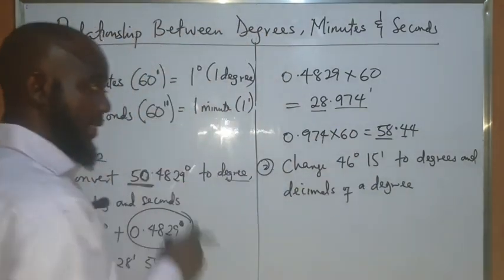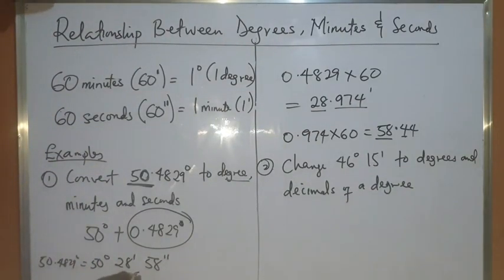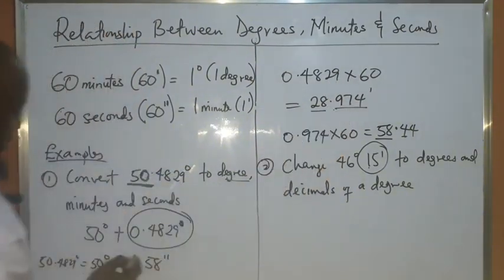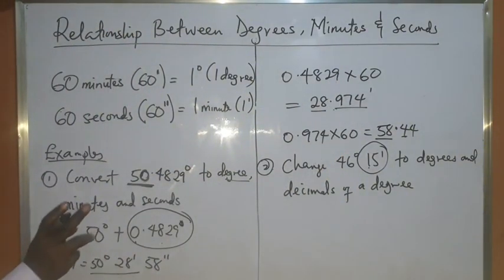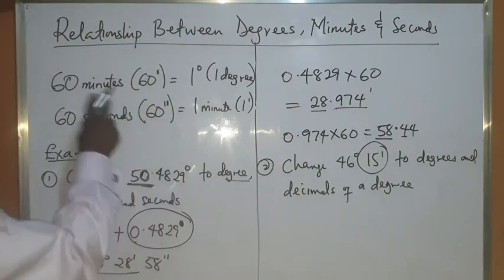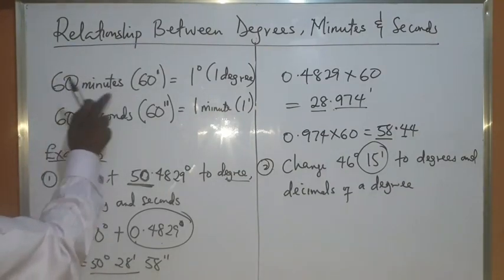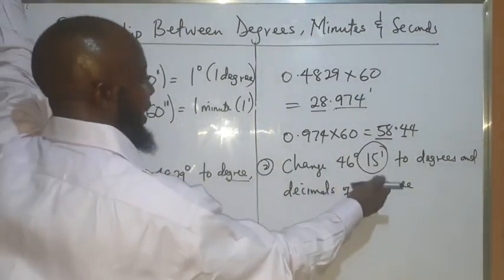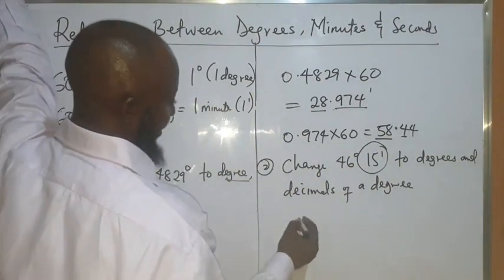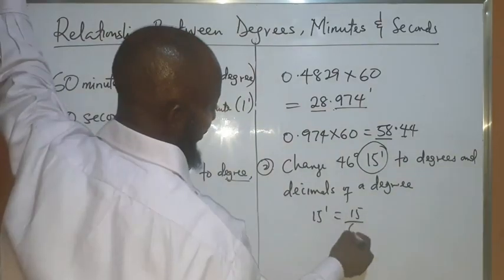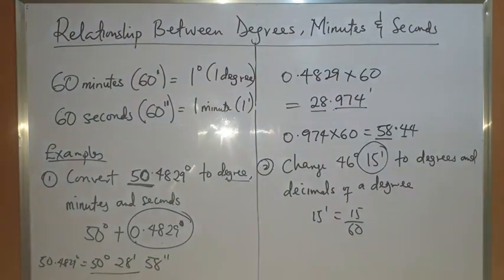Now, without stressing ourselves, this part here forms the decimal part of the degrees. That's what we are trying to do. So this 15 minutes we want to convert to degrees. We've learned that 60 minutes gives us 1 degree, and this is 15 minutes, which is not up to 1 degree. So that is 15 out of 60. For us to do this, we pick 15 minutes and divide by 60. That will give us the degree.